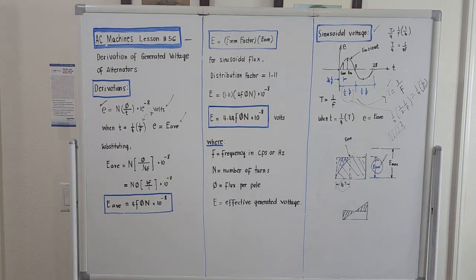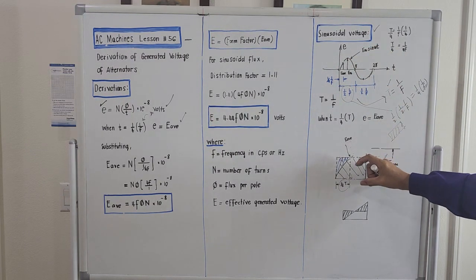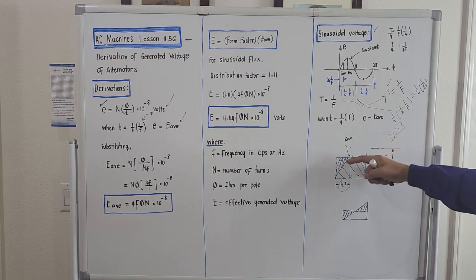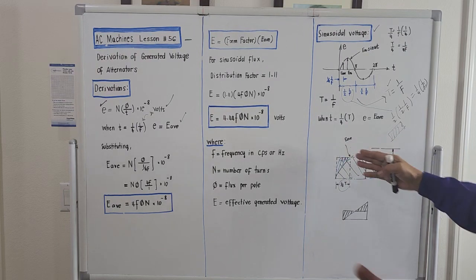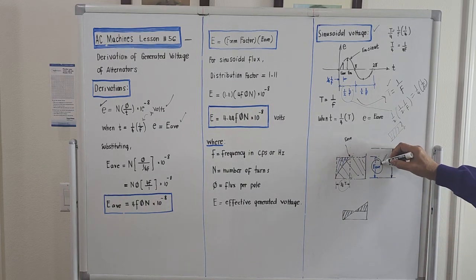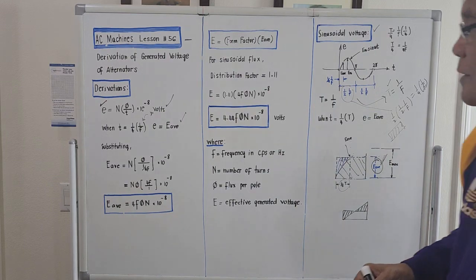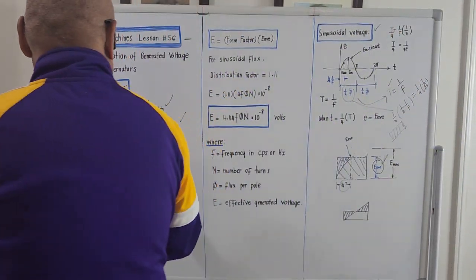Oh, it's not magic. It came from here. I take 1/2 portion here, I remove this portion, I transfer it here. Then I say this rectangle now represents E average, this height. So there's no problem here, right?